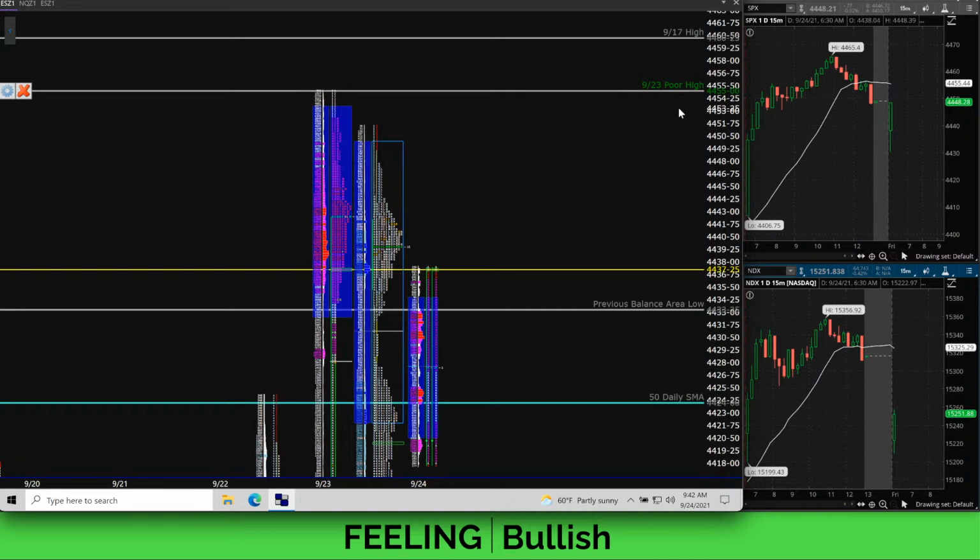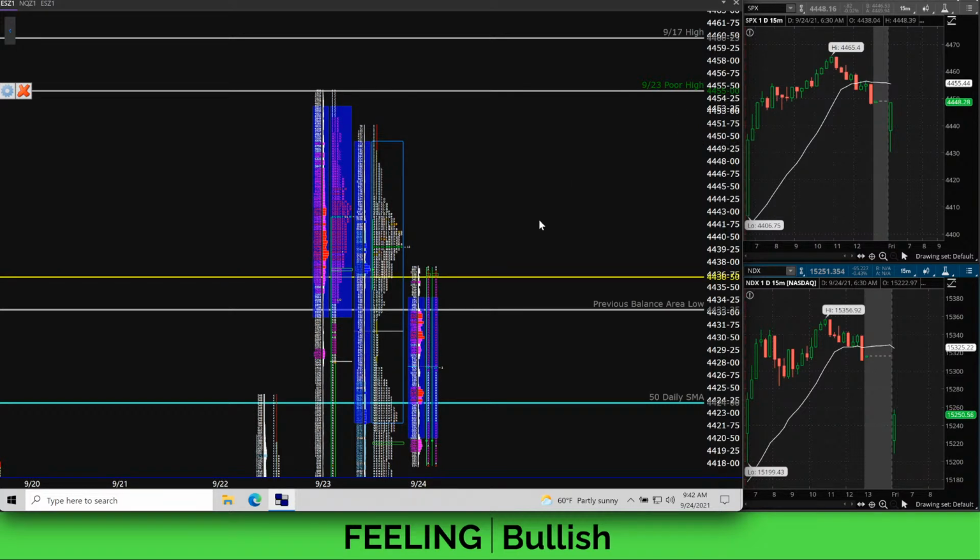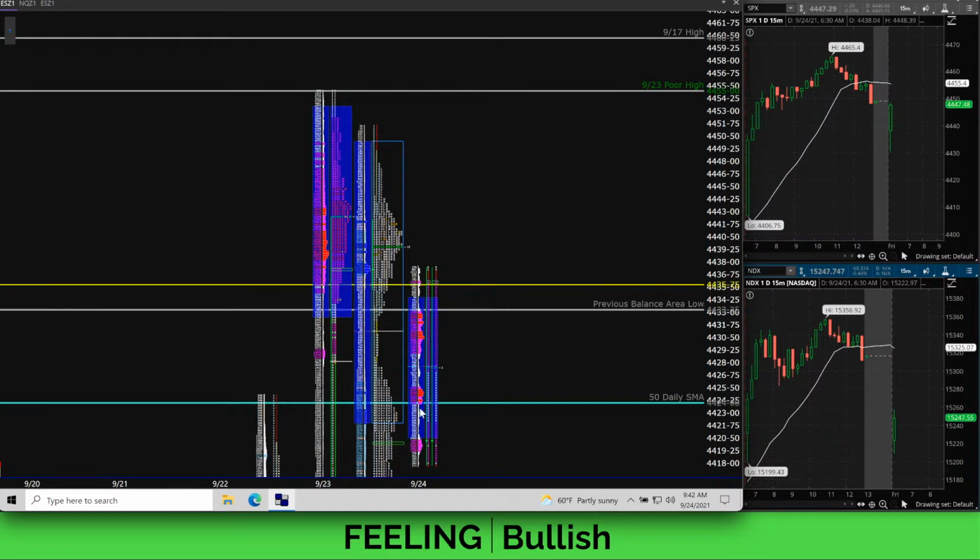Which of course is sitting up there at 44.55. We also just pulled the value area higher. It's overlapping to lower at this moment. But obviously, if we got up here to the poor high, we'd likely pull the whole thing up into value from yesterday.